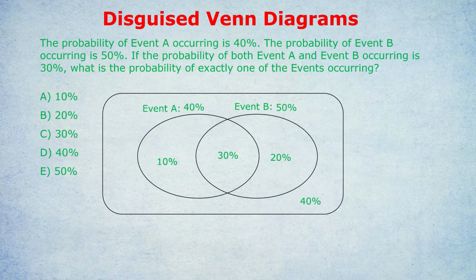I know some students get confused with the wording here and they think, do they mean exactly one being event A or exactly one being event B? They mean just a total of 1. So it could be event A only or event B only. So 10% plus 20%, which of course gives 30%, answer C.